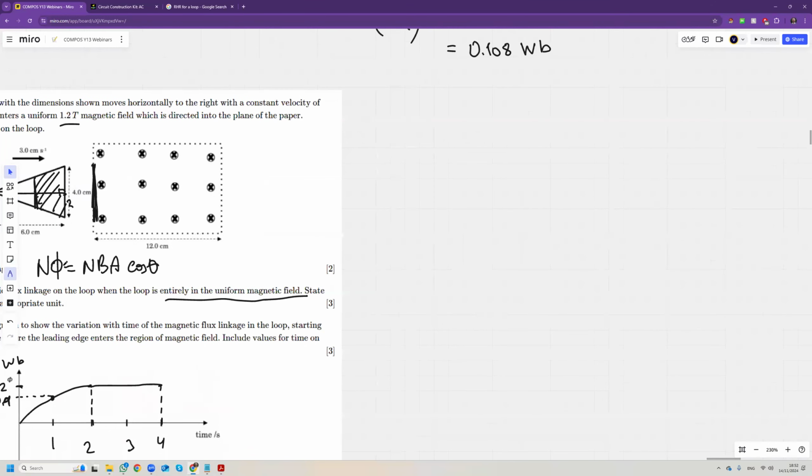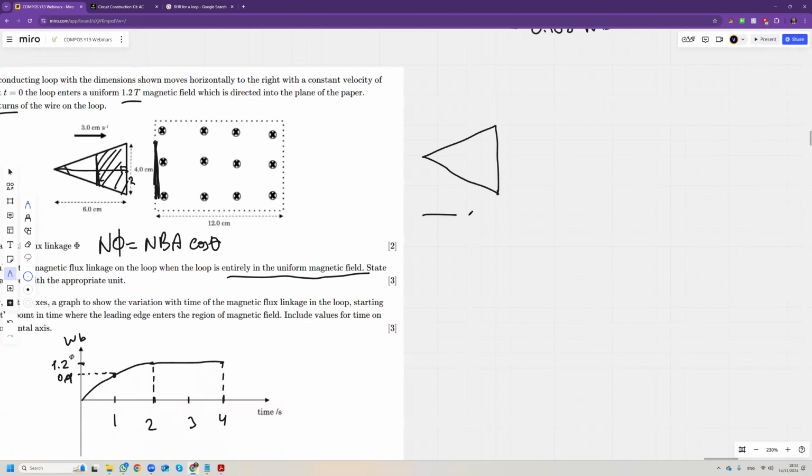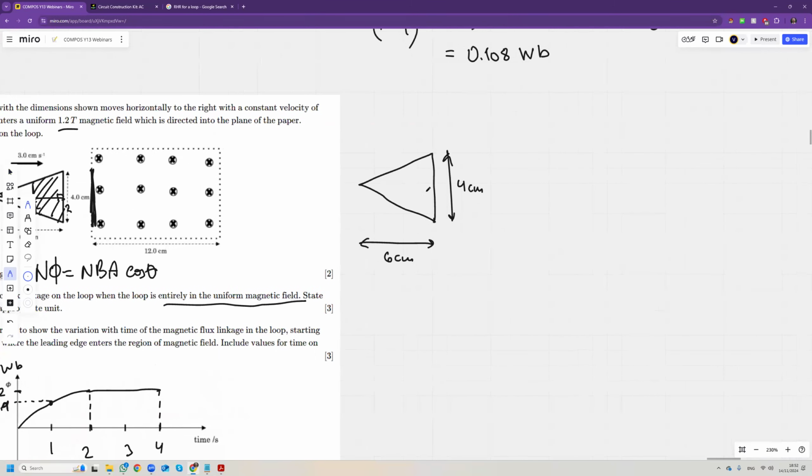So let's say we have the triangle. We know that this is 6 centimeters and this is 4 centimeters. Let's say that a small portion of the triangle enters the field, and this is dx. So the change in area, dA/dt, is equal to dx multiplied by the width. Let's call it y. y dx over dt.